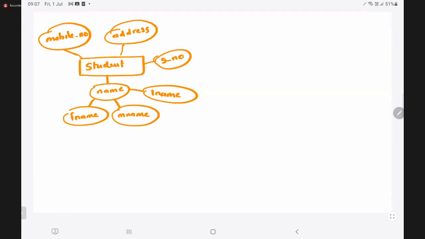Right. So normally we can draw this one this way. Normally we have a student table with name, S number, address, and mobile number. But in our ER diagram, name has three parts: first name, middle name, and last name. So you can just put that in here.